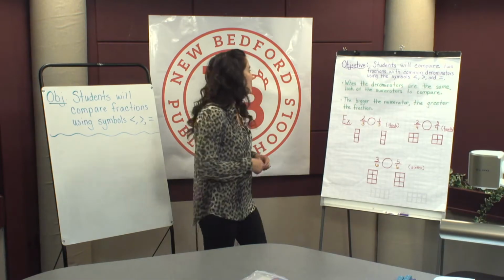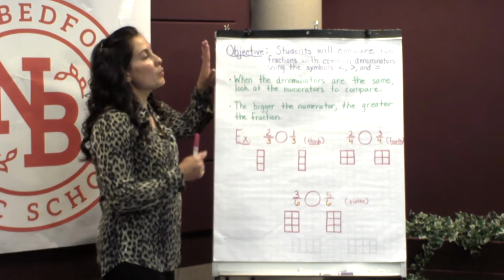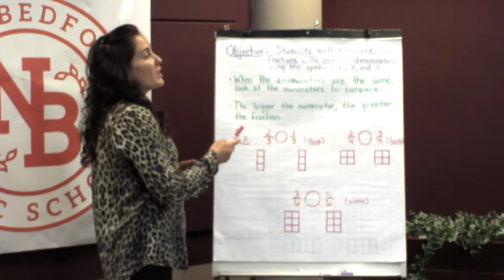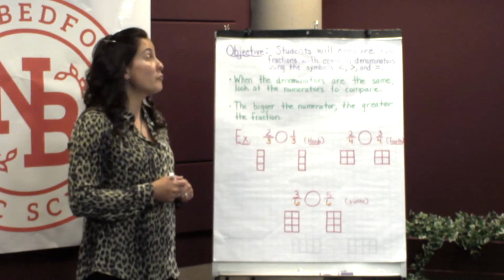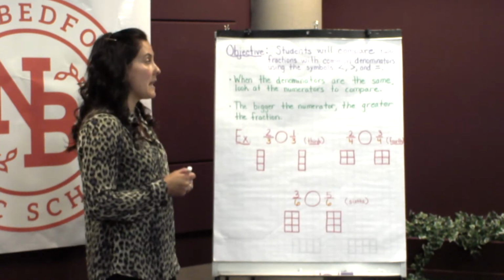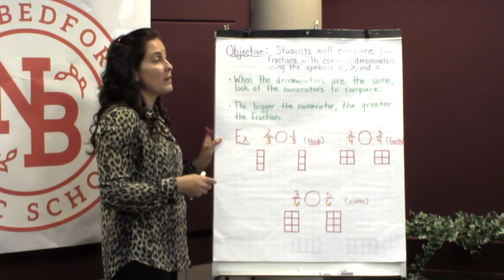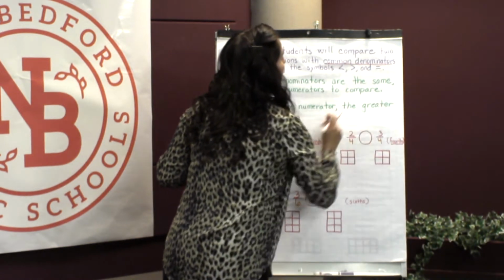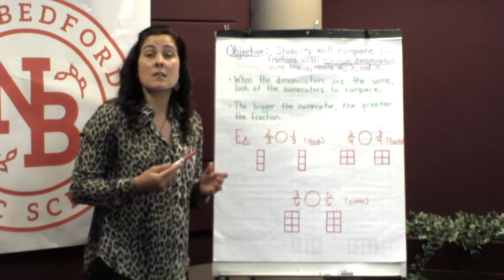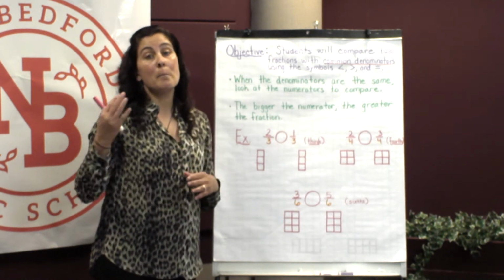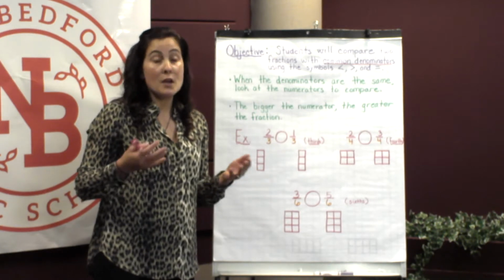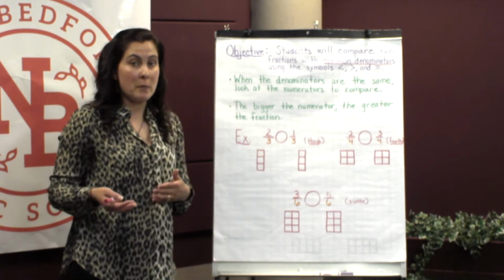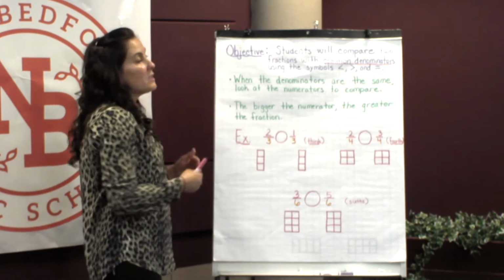So let's get started. We're going to make our objective a little bit more specific. We are going to use symbols, but we're going to start with students will compare two fractions with common denominators using the symbols less than, greater than, or equal to. I really want to focus on common denominators and what that means. If a fraction has a common denominator, it means that the bottom numbers are the same in both fractions. So what I've done, I've given you a few clues to help you so that if you didn't have a picture or manipulative, using these bullets will help you.